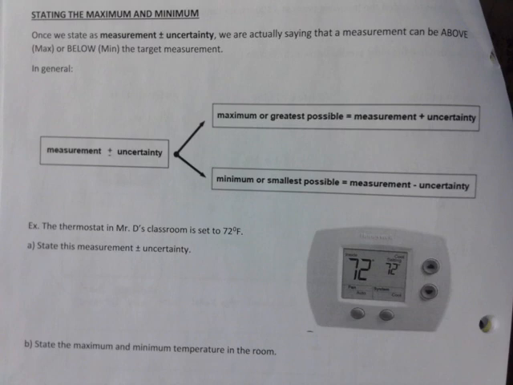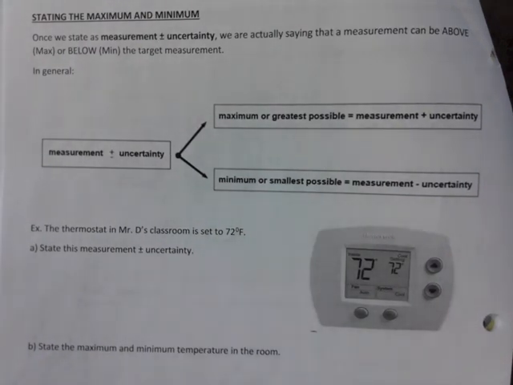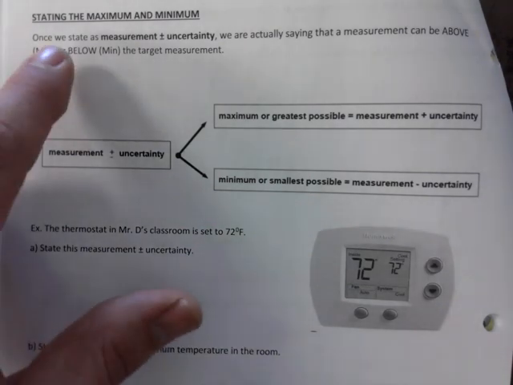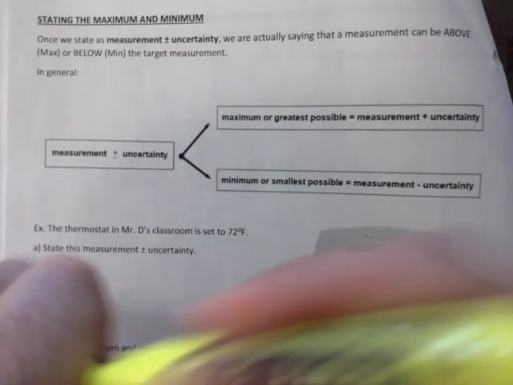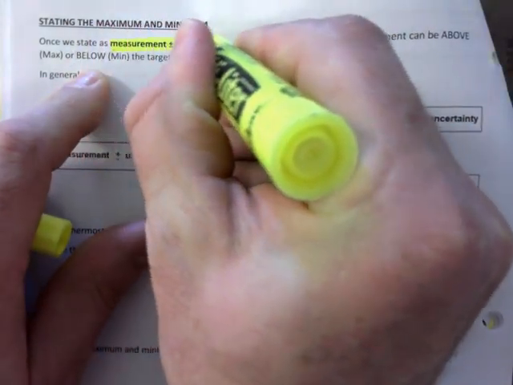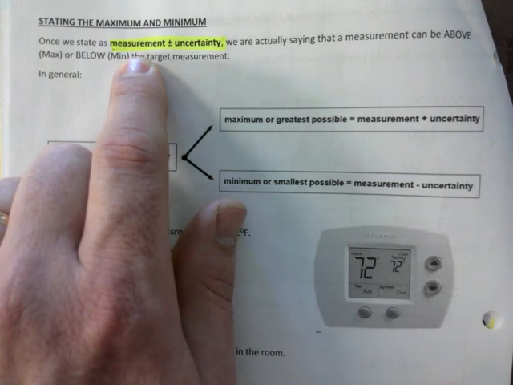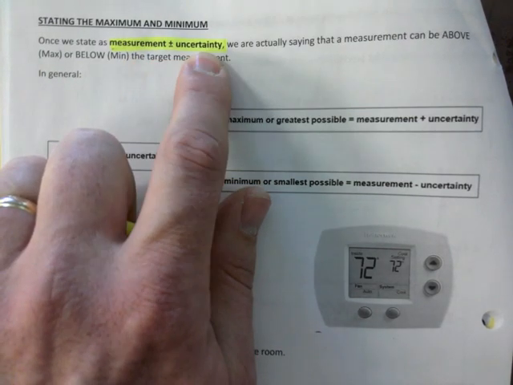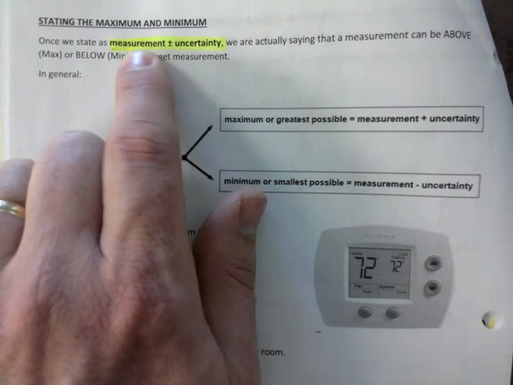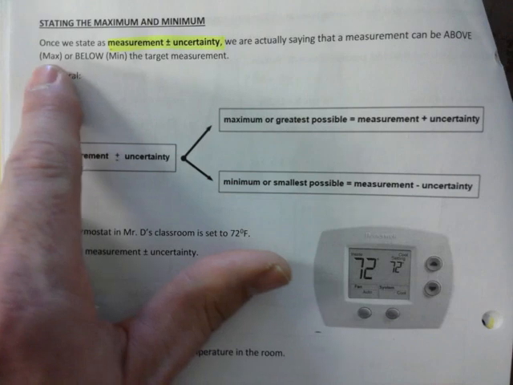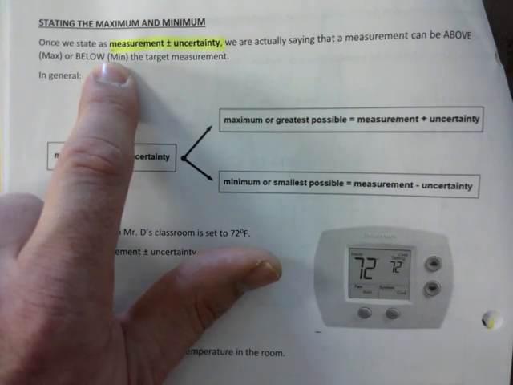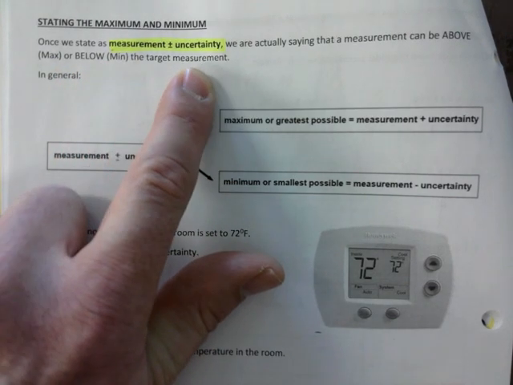Okay? And I think you're going to catch some of the things you missed if you pay attention. I'm going to repeat that today, so we're not going anywhere. Precision and uncertainty are very important to understand. Once we state the measurement plus or minus its uncertainty, because you always measure something and you could be off by a certain amount, we are actually saying that the measurement can be above, which we call the max, or below, which we call the min, the target measurement.